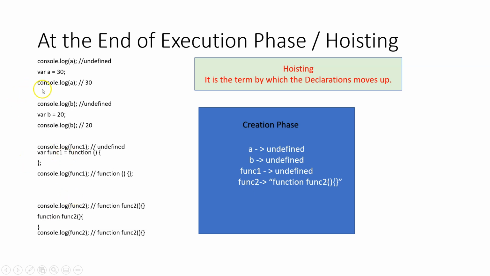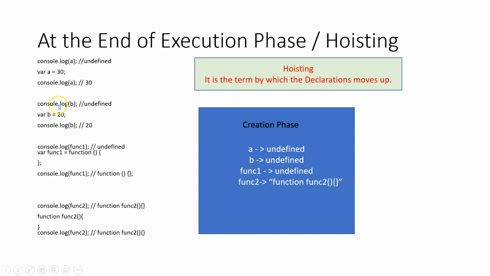Now let us see the execution phase, when it starts executing line by line. At the end of the creation phase, A was having the value undefined, so it prints undefined. And now when it executes this line, it will overwrite undefined with 30. Now in the third line, if you try to print A, it will be 30.